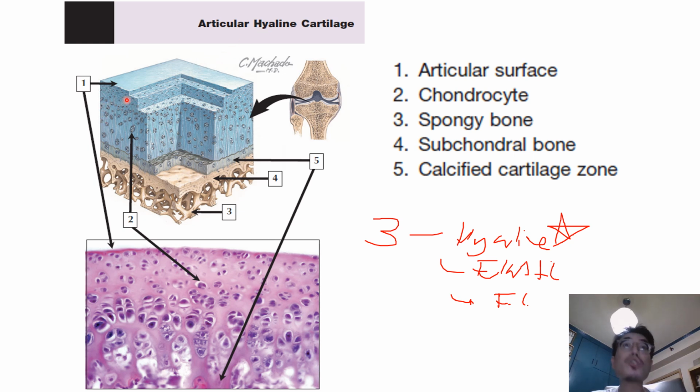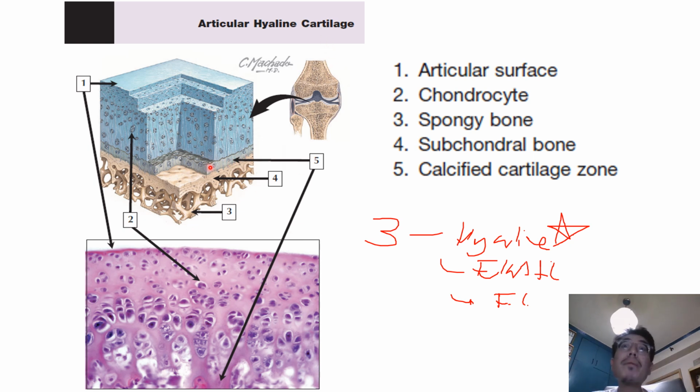The uppermost superficial zone of cartilage, labeled here as number 1, is called the articular surface, and it forms the gliding surface of the joint. There are small rounded cells here, labeled as number 2, called chondrocytes, which are oriented parallel to the surface, but in deeper zones, the chondrocytes become larger, more rounded, and they are arranged in vertical columns.